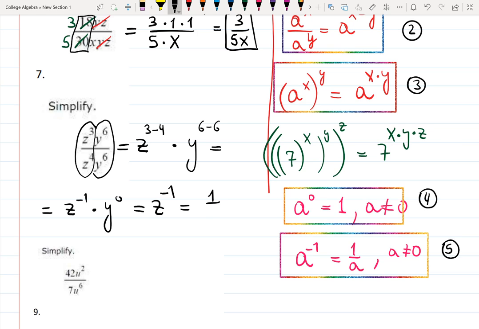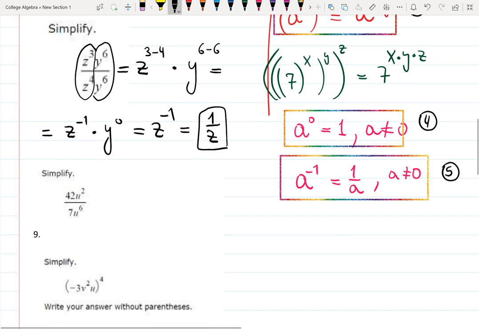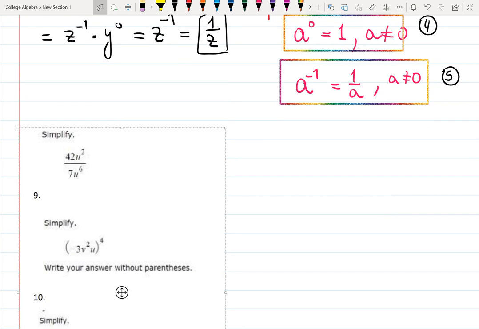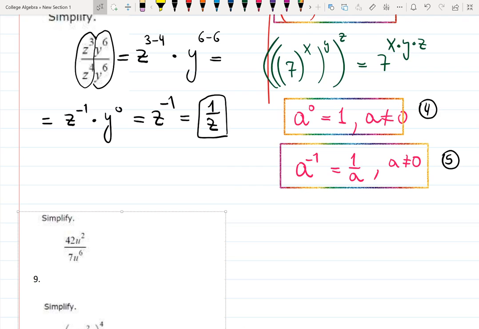So I can rewrite it as 1 over z, like this. And that is the answer. If you don't feel like you're liking this method, let me show you a different one. We could just do it this way: z cubed times y to the 6, all over z to the 4 times y to the 6.